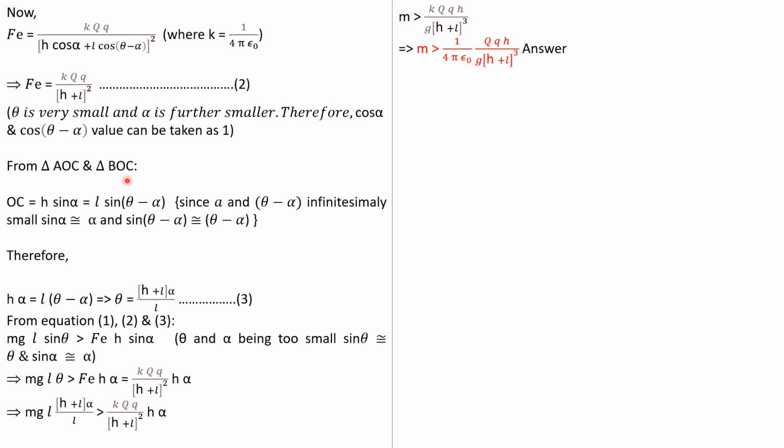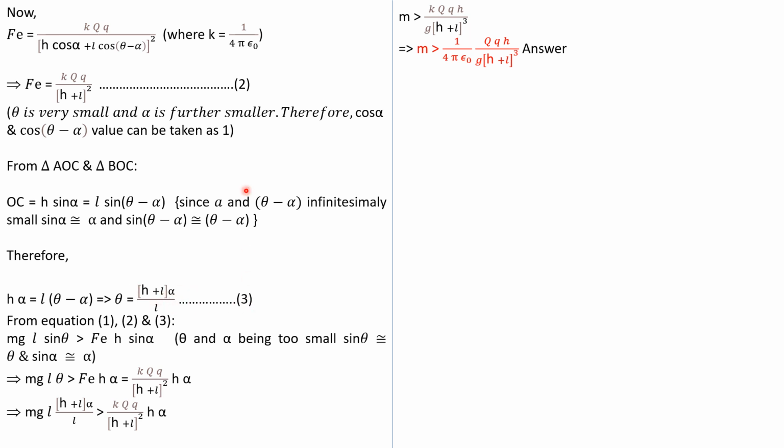From triangle AOC and triangle BOC, OC will be h sine alpha from AOC, and from BOC it will be L into sine(theta minus alpha). Now again, alpha and theta minus alpha are very small, so we can replace sine alpha by alpha and sine(theta minus alpha) by theta minus alpha. So we will get this equation: theta is equal to (h plus L) into alpha divided by L.